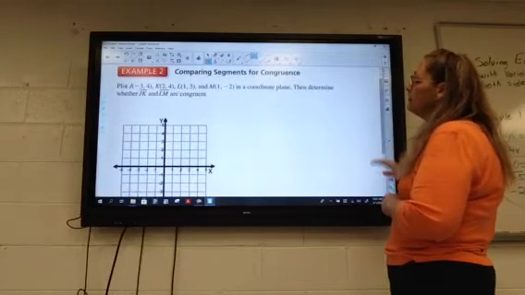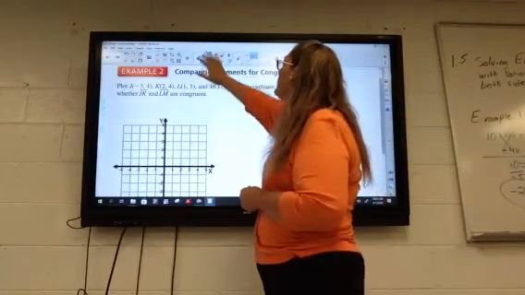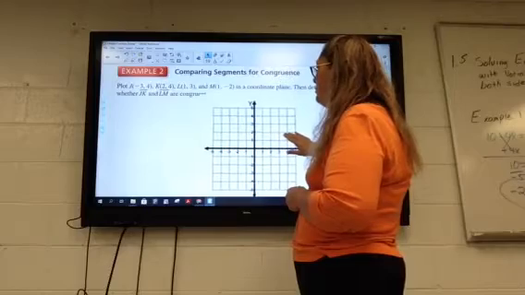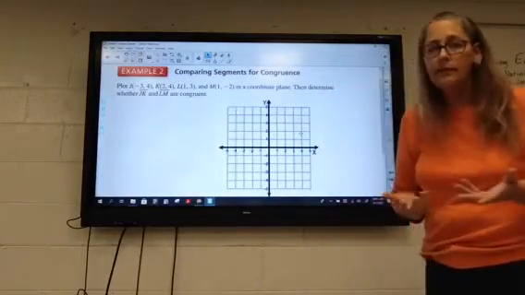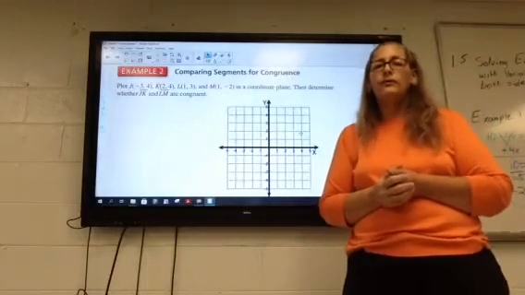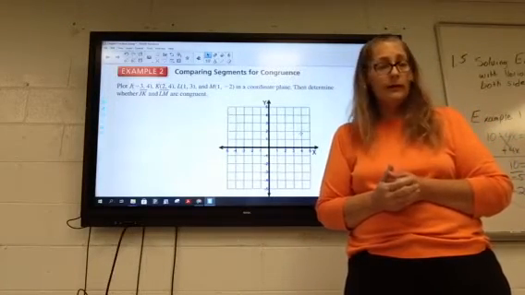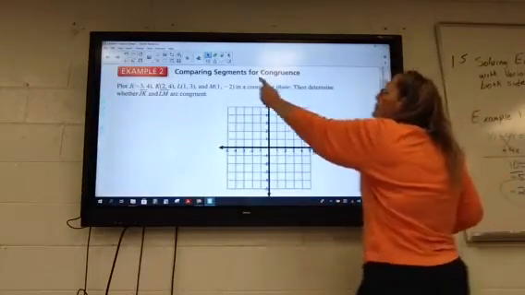Compare segments for congruence. Back to algebra. Let's talk about some algebra and elementary and middle school stuff. Let's plot some points, because we do a lot of that. If you're still confused on how to plot points, you need to go find a YouTube video, okay? So let's look at our ordered pairs real quick.